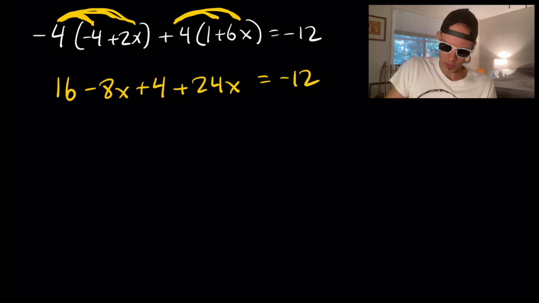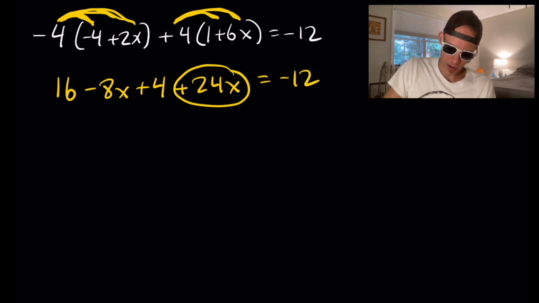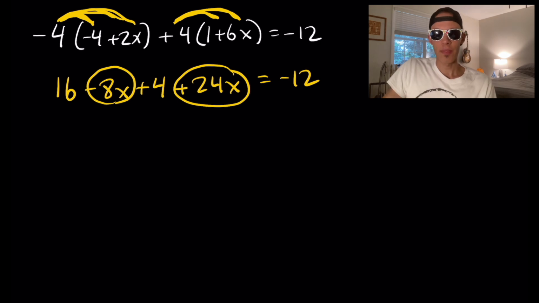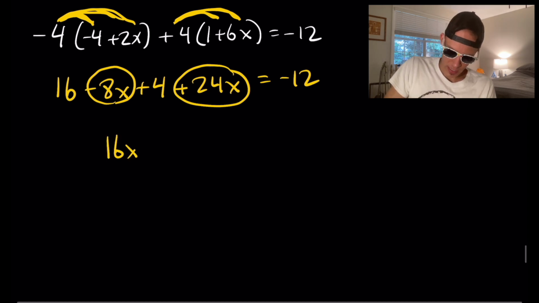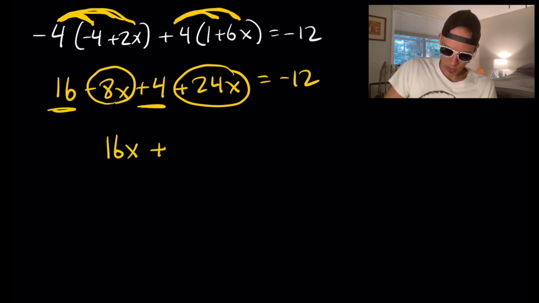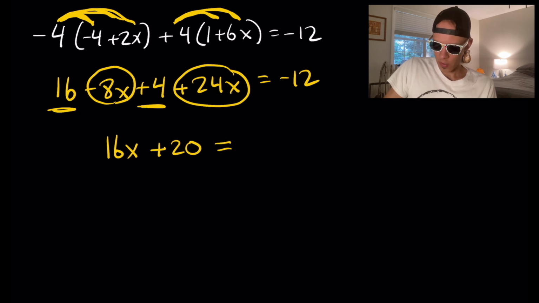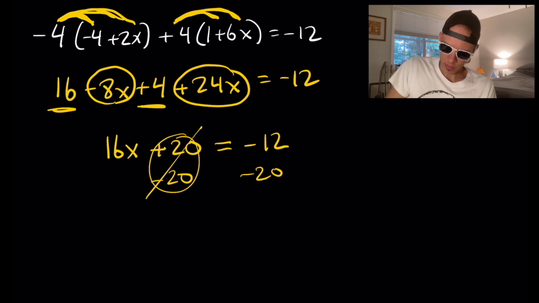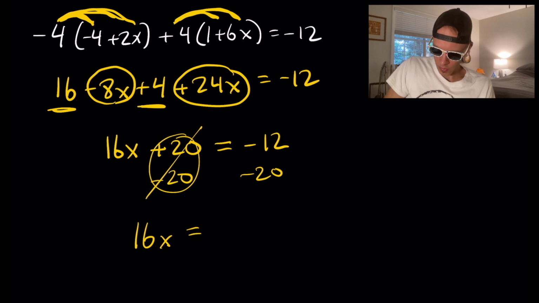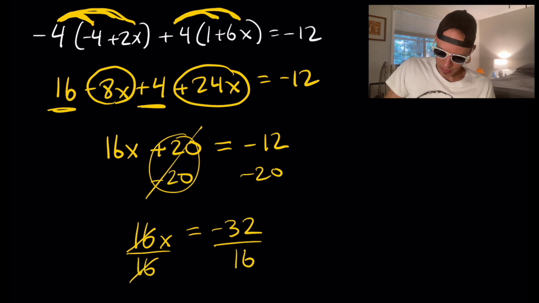We'll combine our like terms. So here I see a positive 24x and a minus 8x. Add those together and I'll have 16x. And then I have a positive 4 and a positive 16, which is going to give me plus 20 equals negative 12. I'll subtract 20 from both sides. This is now just a two-step equation. So that plus 20 minus 20 cancels. I'll have 16x is equal to negative 32. Divide both sides by 16. The 16s cancel, and I'll have x is equal to negative 2.